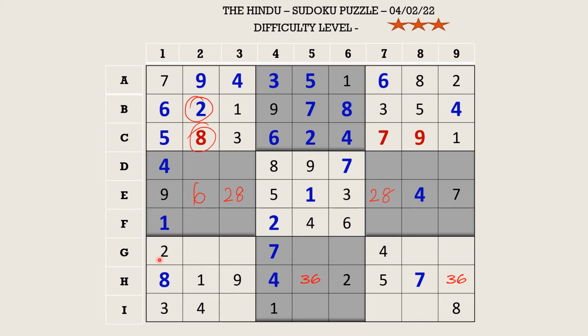In the 7th block, the missing numbers are 5, 6 and 7. There is a 7 here in G row which is blocking these 2 cells. So I3 takes 7. The remaining numbers are 5 and 6. There is a 6 blocking in column 2. So G2 takes 5 and G3 takes 6.